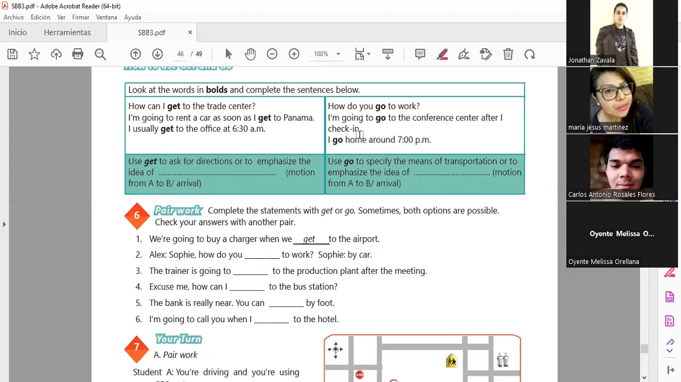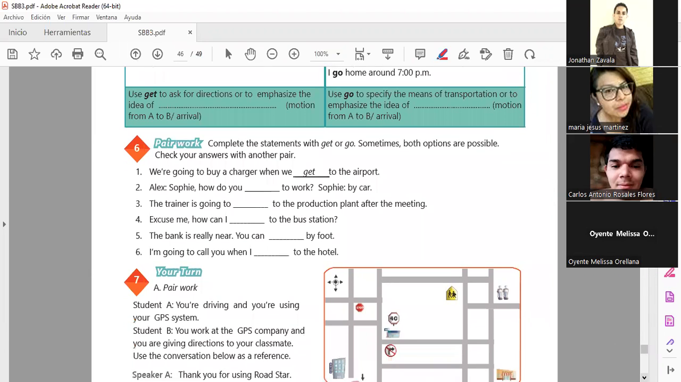I'm going to go to the conference center after I check in. Voy a ir al conference center, al centro de conferencias, después de check in, es cuando usted se registra. I go home around 7 p.m. Voy a la casa como a las 7 p.m. También puede decir, I get home around 7 p.m. All right. Entonces, eso es lo que vimos ahora.